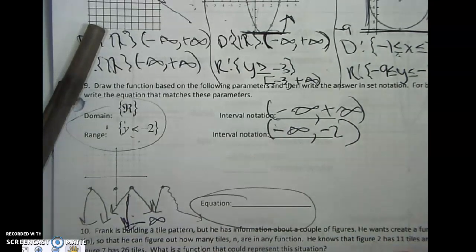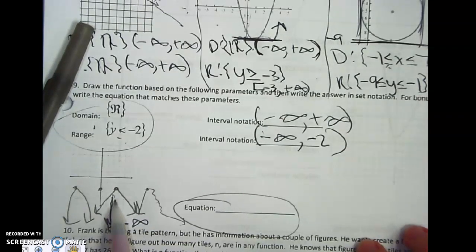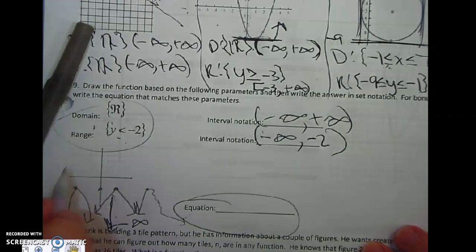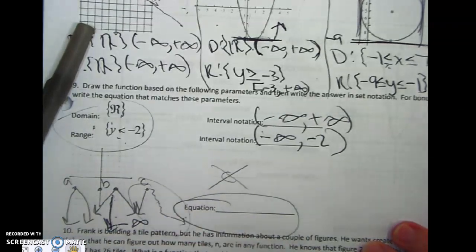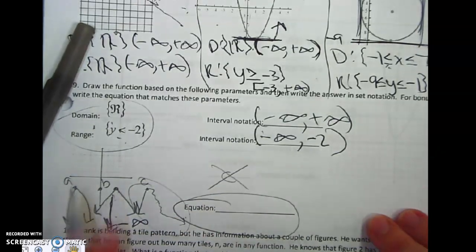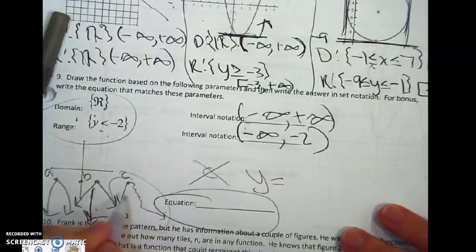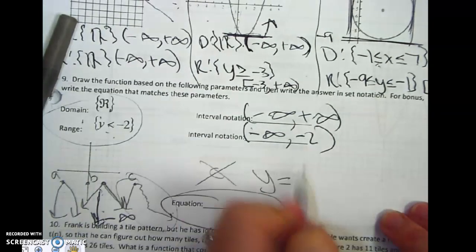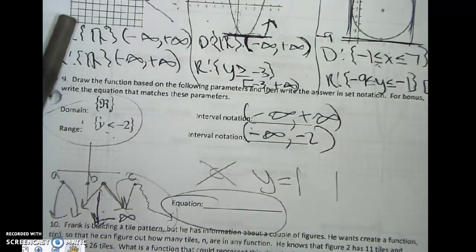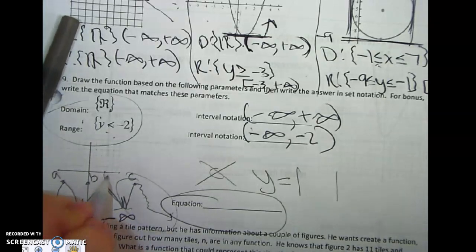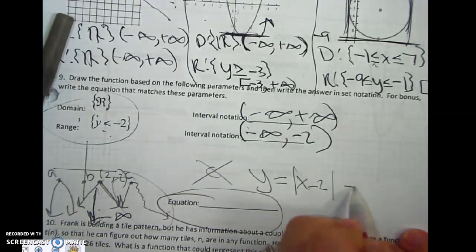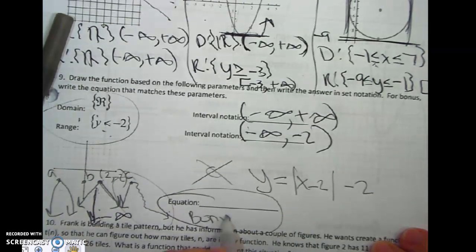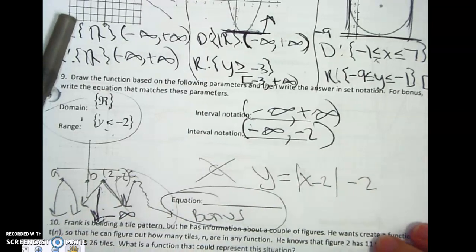This will be bonus: if you create a function, can you create the equation? So let's call this A, this B, and this C. If you make this C, you cannot create an equation for it. But if I did B, I could say y is equal to, this is the letter V, and V is absolute value. Now, it's going to depend on what you do. So the vertex here is 2, -2. So you do the opposite, and then -2. This is bonus. So if you have no idea what I'm talking about, don't worry about it.